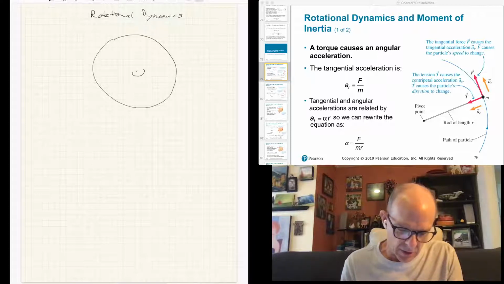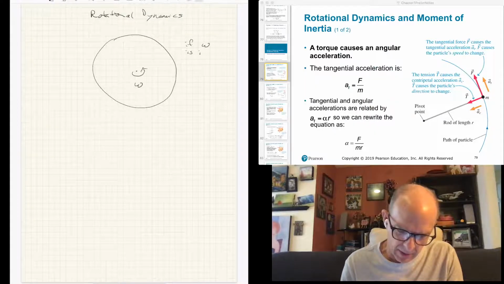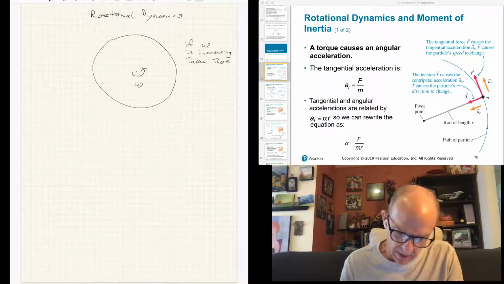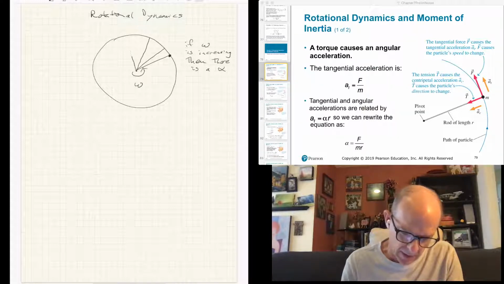a tangential acceleration. That would be if I've got something that's rotating like I've illustrated here at some rotational velocity omega. If omega is increasing, then that means there is a rotational acceleration alpha, and that means that some point out here is going to be at each subsequent time step.